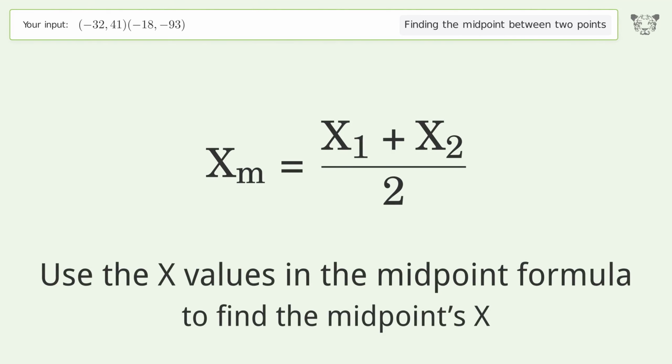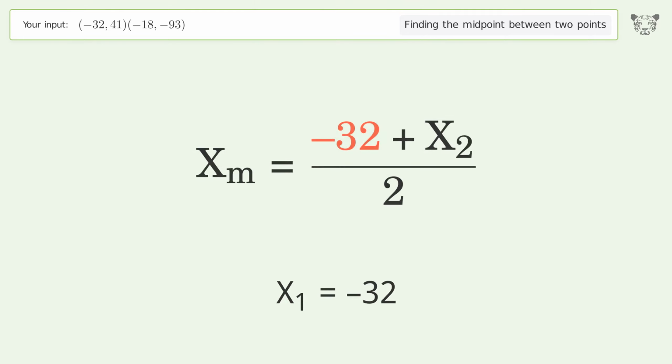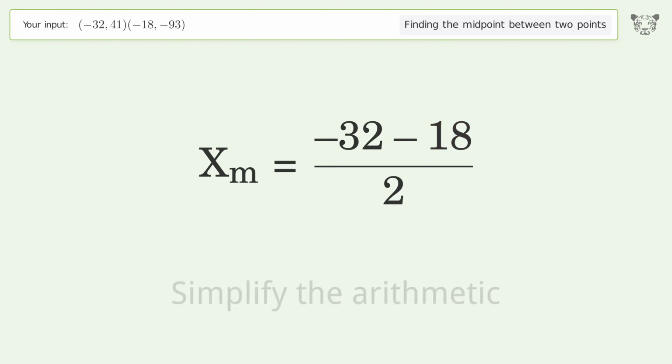Use the x values in the midpoint formula to find the midpoint's x. x1 equals -32. x2 equals -18. Simplify the arithmetic.